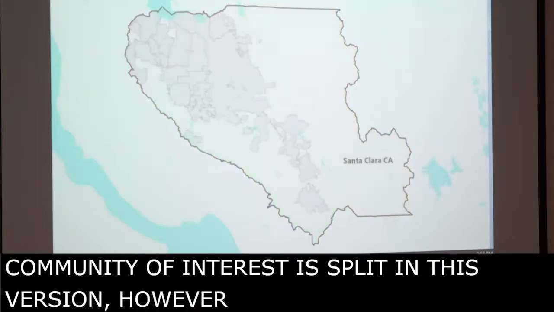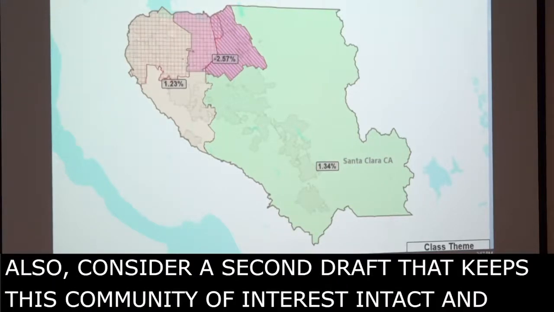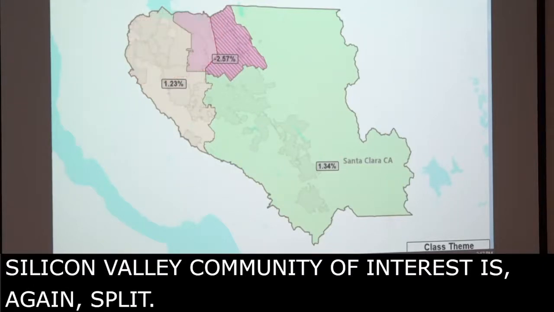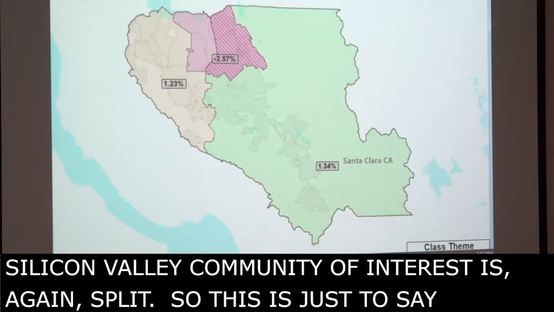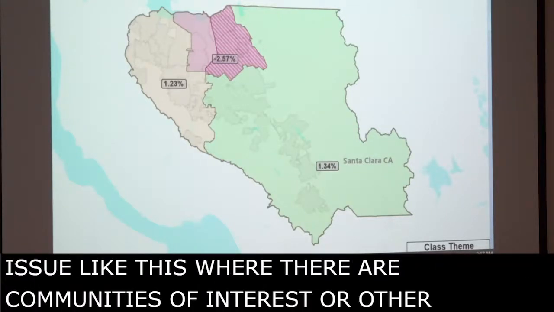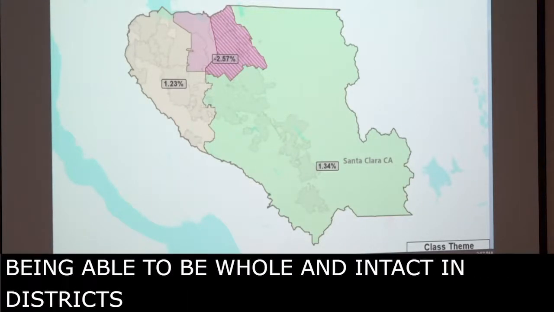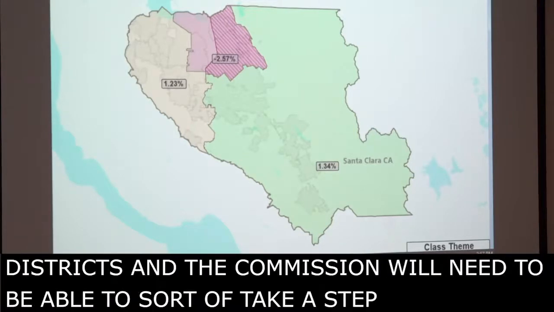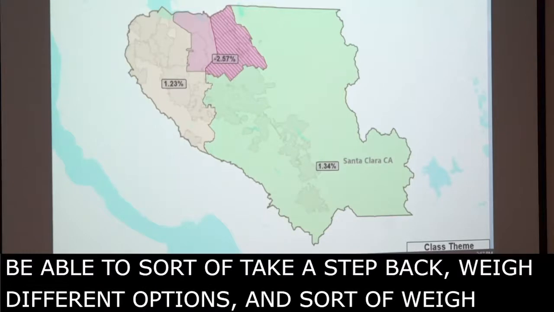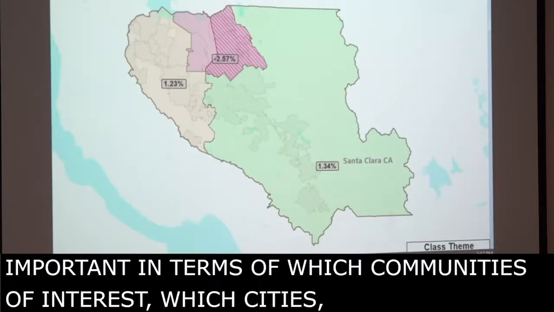However, the commission could also consider a second draft that keeps this community of interest intact and in 1 district. However, in this version, the Silicon Valley community of interest is again split. So this is just to say that the commission will almost certainly face an issue like this, where there are communities of interest or other geographies that are, for lack of a better word, at odds with each other in terms of being able to be whole and intact in districts. The commission will need to take a step back, weigh different options, and weigh the importance, or what they assign as important, in terms of which communities of interest, which cities, which counties to keep intact to the extent practicable.